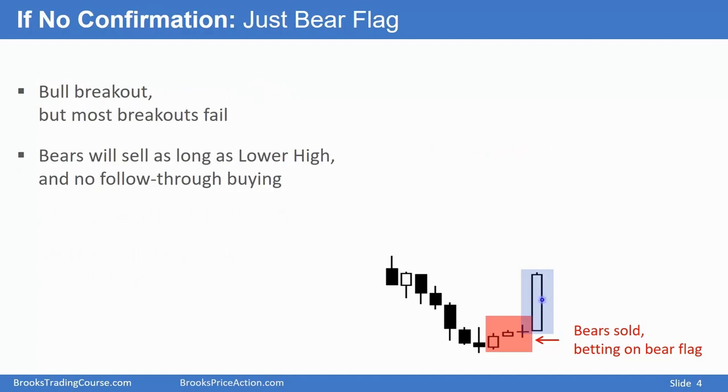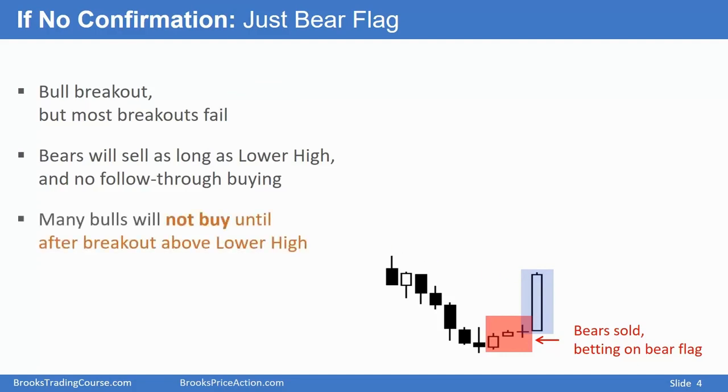Many bulls will not buy here. They'll wait until the market breaks above some kind of a major lower high, like, for example, the high of that bar. And again, as I said, the bears were selling all of these bars, betting on a resumption of the bear trend. And they even sold early on in this bar, betting that it would be like these and the bulls would fail and we'd get a bear breakout.